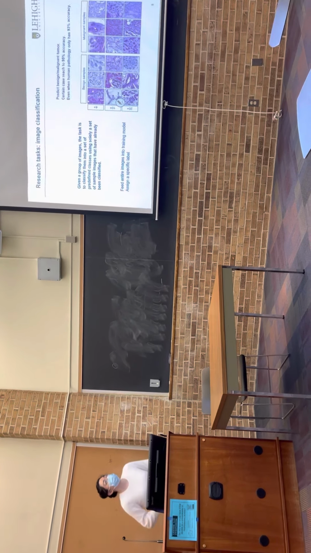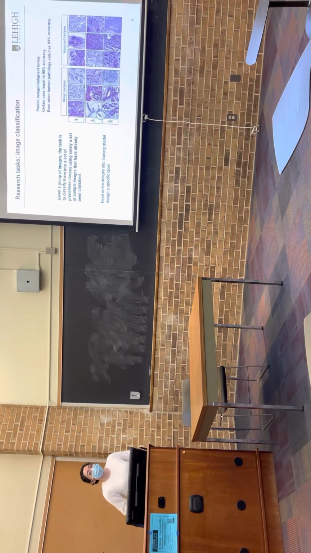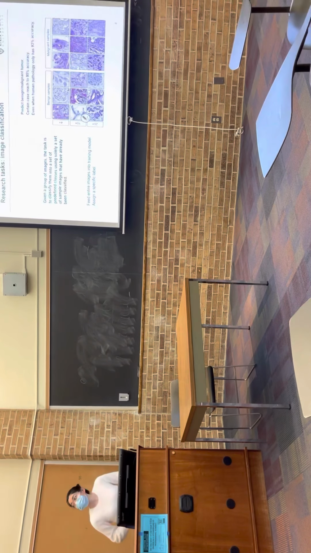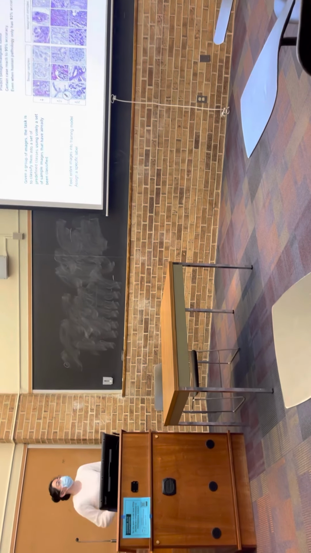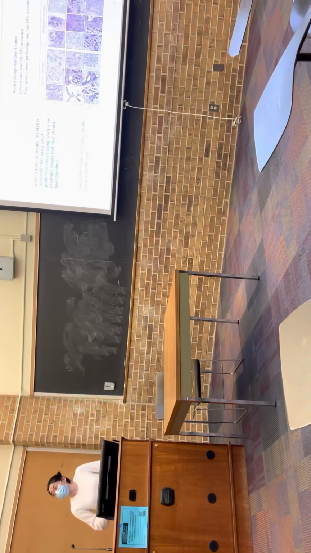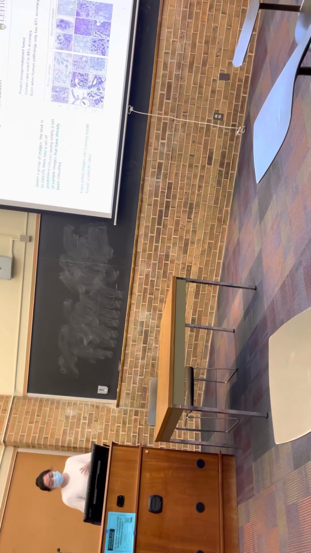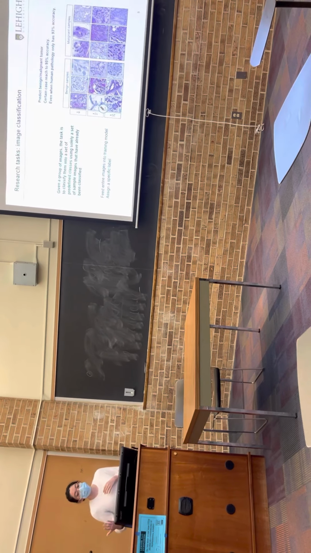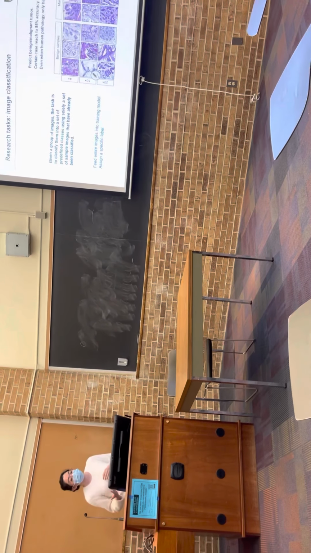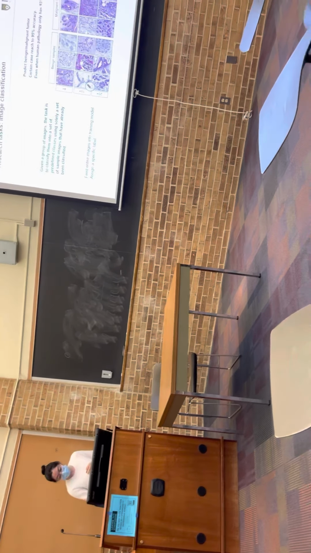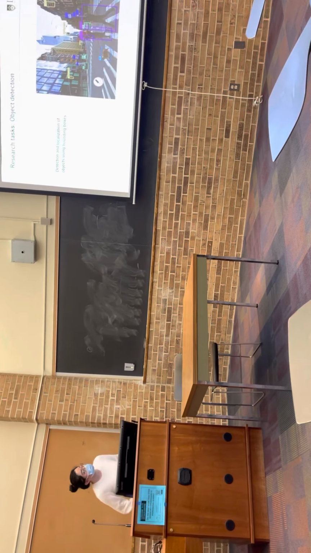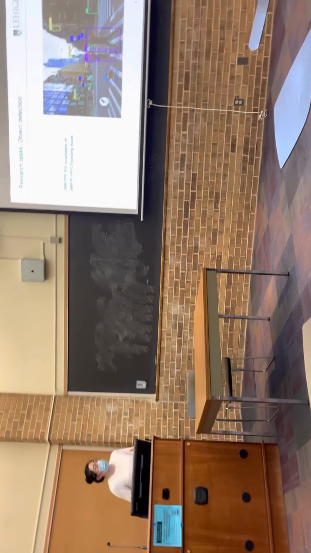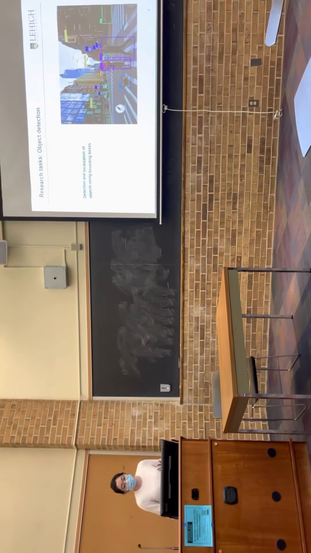In the real world, the pathologist only has 93% accuracy. Okay, I think I'm running out of time, so I will go quickly. But the machine can reach 95% accuracy. So here is an example of image classification. I will just show several other cases about our research tasks.